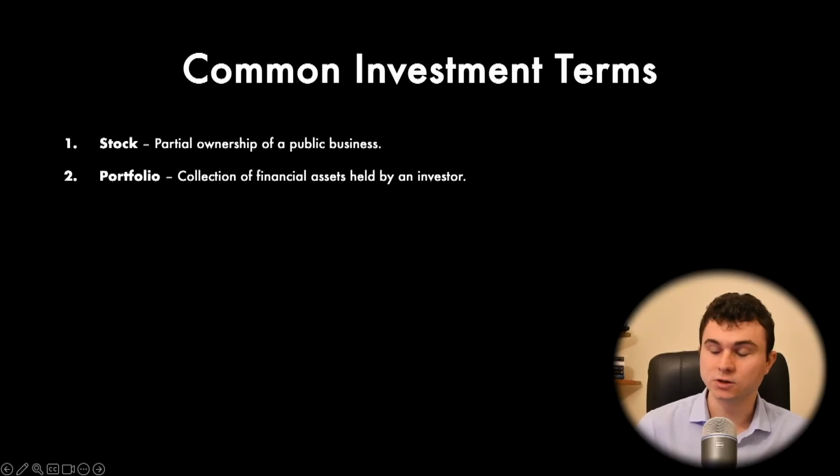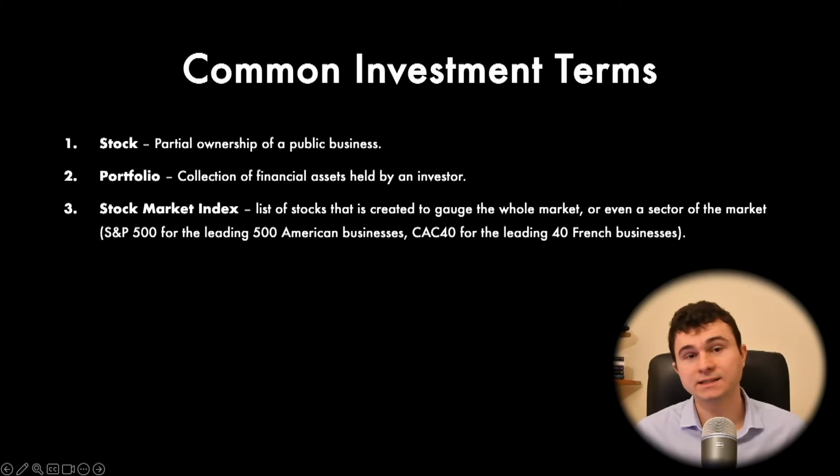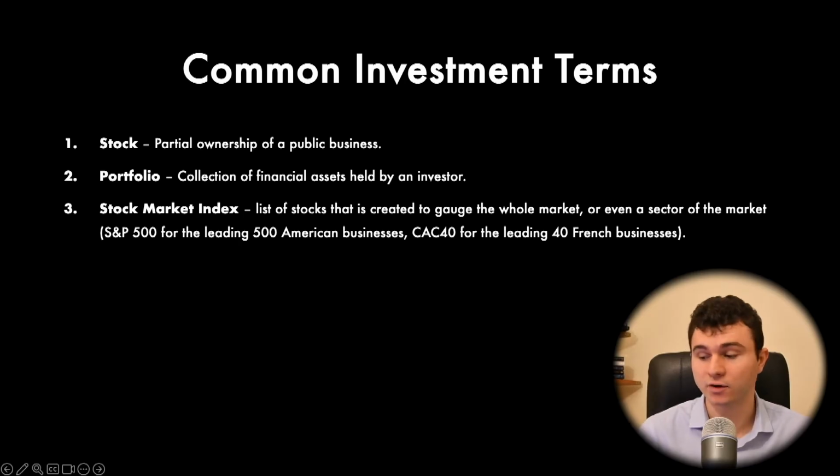The portfolio is a basket of assets. So it can be a stock portfolio, so a basket of stocks. If you have 10 stocks, it's a collection of 10 stocks. You have a stock portfolio. A stock market index is a list of stocks that represent a whole market, a whole sector, an industry. For example, it can be the S&P 500 for the leading 500 American businesses, or another example is the CAC 40 for the leading 40 French businesses.